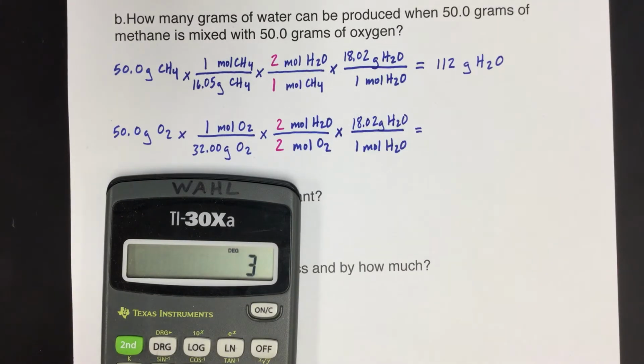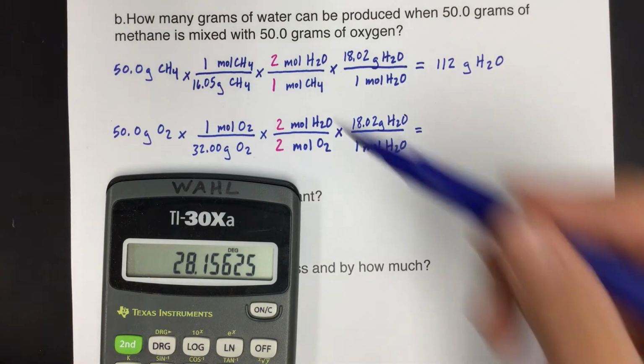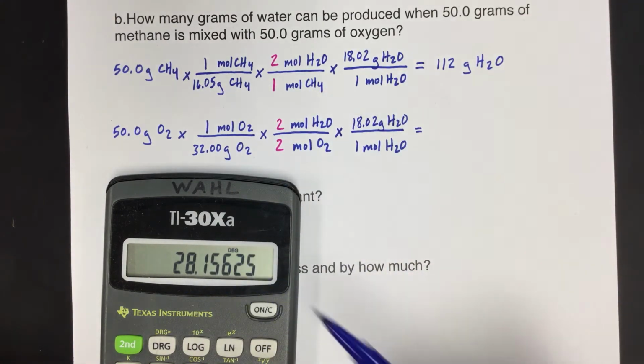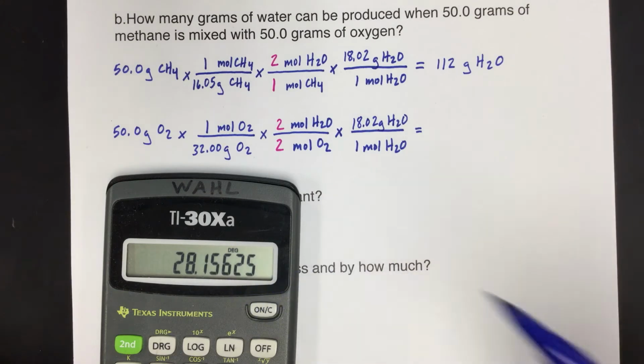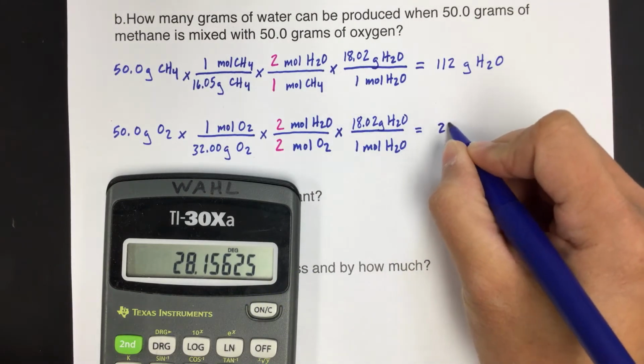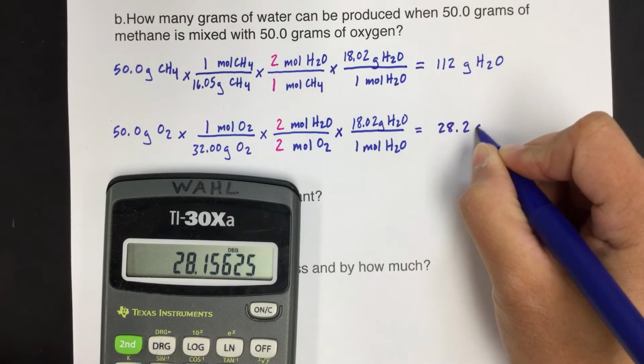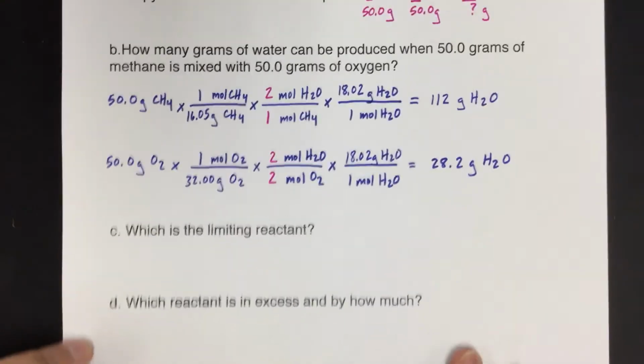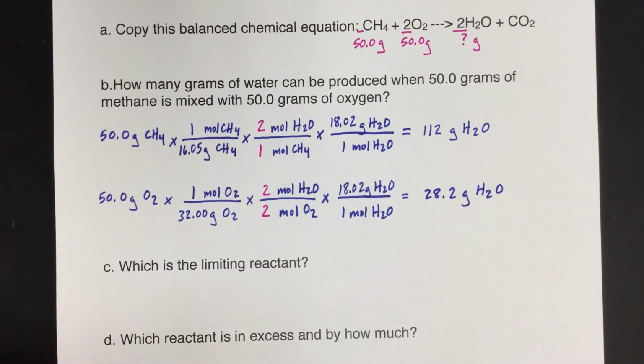50 divided by 32 times 2 divided by 2, those cancel, times 18.02. And again, we're allowed 3 sig figs, so it's going to be 28 point. This is going to round up to a 2 because it's followed by a 5 with some other stuff. So we get 28.2 grams of H2O. All right, so now we essentially have 2 answers.